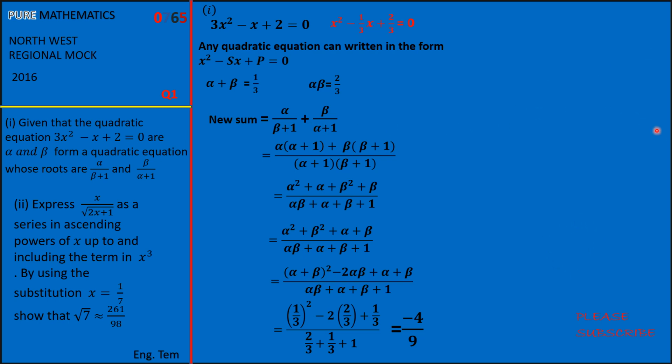So our new product will simply be alpha on beta plus 1 times beta on alpha plus 1. You just multiply the two roots, the first root times the second root. Now this is a multiplication of two fractions. To multiply two fractions, we simply multiply the numerators separately from the denominators. So at the end of the day, we should have alpha beta divided by alpha beta plus 1 times alpha plus 1, and this is just the product of the denominators here.